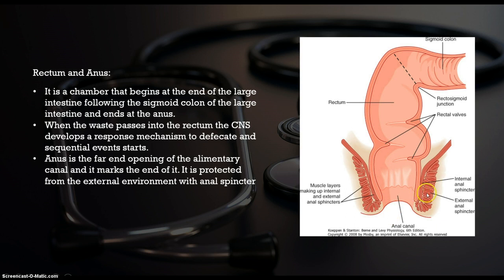This anus is protected by sphincter muscles. There are two different sphincter muscles: one is the internal anal sphincter muscle and the other one is the external anal sphincter muscle. The function of this sphincter muscle is to protect the anal canal from the external environment, so that no bacteria can enter through the anal canal or through the rectum or inside the colon.